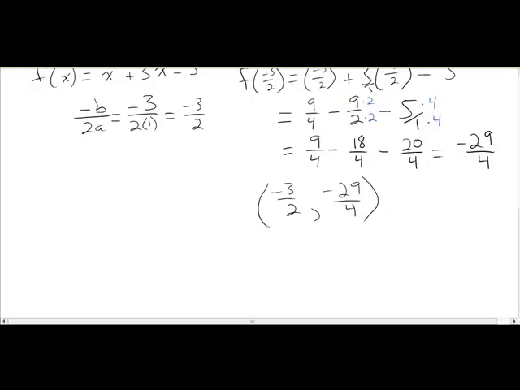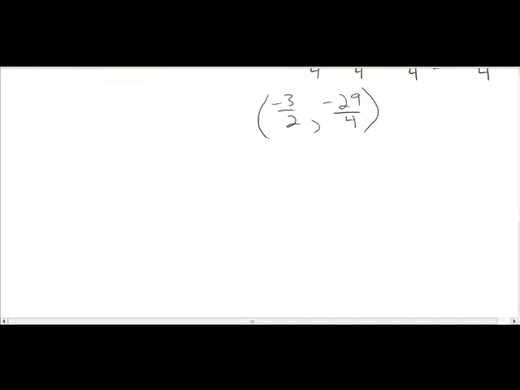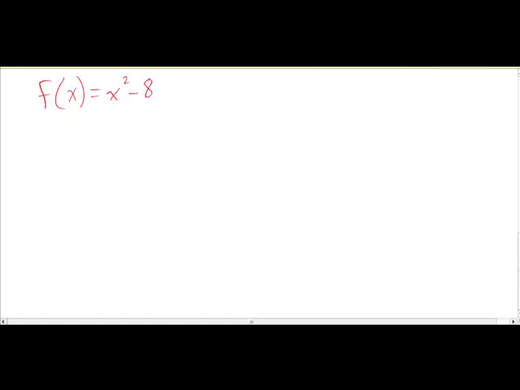Let's bring that into OneNote. And we're going to do it in red because red makes everyone happy. And by happy, I mean mad. Why is my pen not working? There we go. F of x equals x squared minus 8x plus 7.